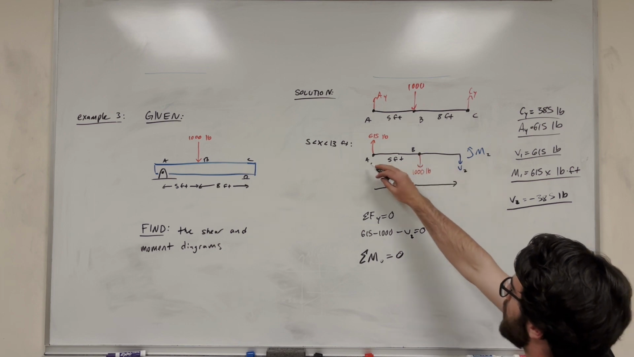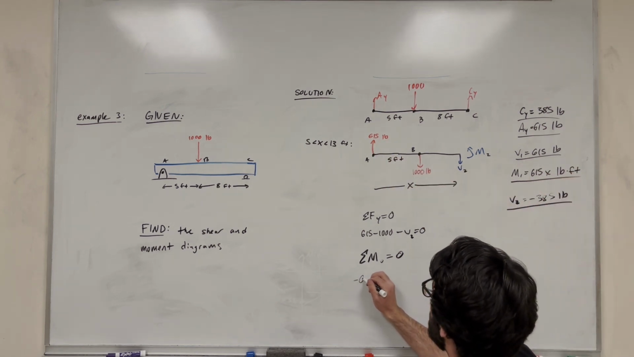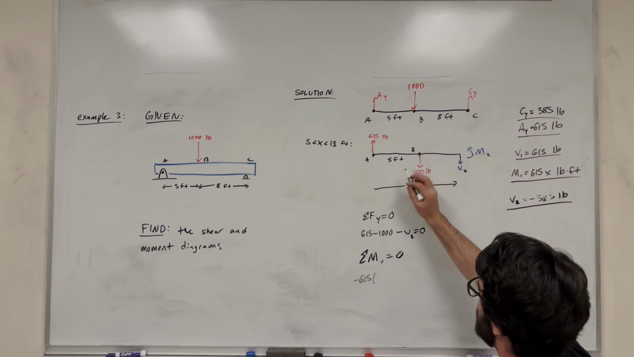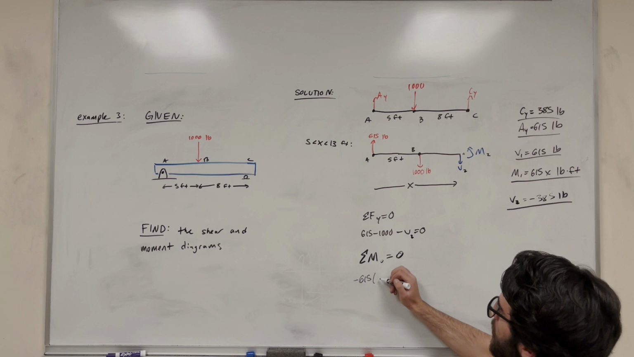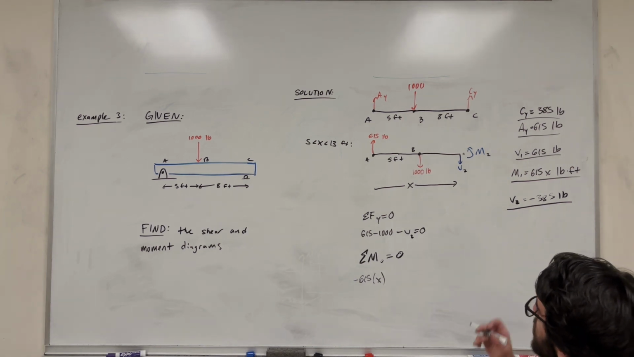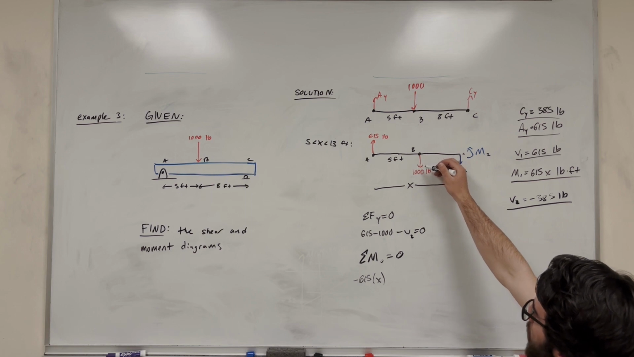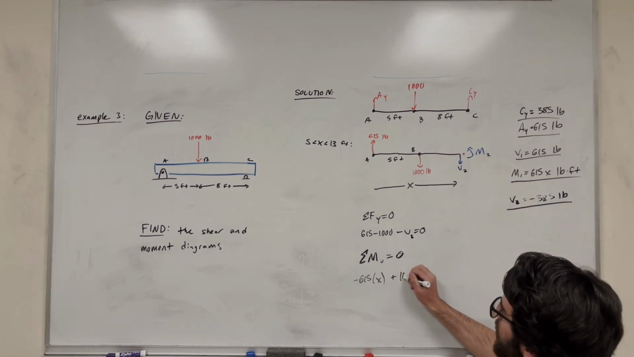So let's do it. We have the 615, like we said, it's going to be the same thing here. It's going to be negative 615 times its distance away from the point we're taking it around. That distance is x, so we're just going to put in x for that force, that moment. Then we have this 1,000-pound force. This one is making us want to rotate counterclockwise, so we're going to add 1,000.